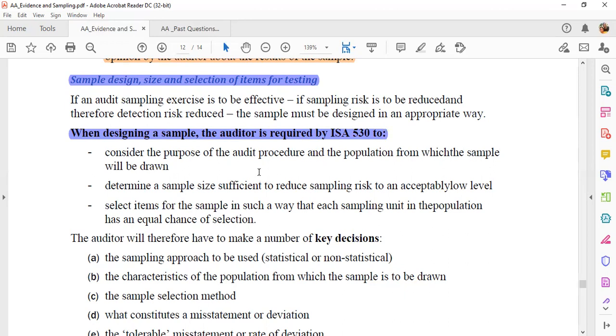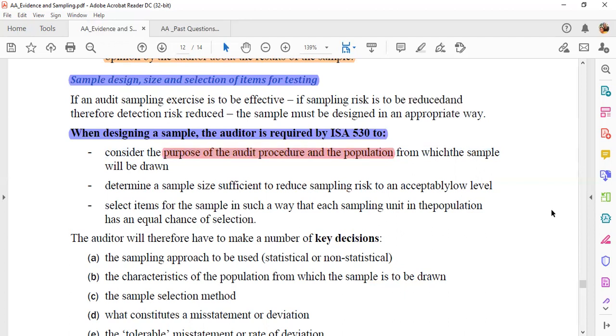Consider the purpose of the audit procedure and the population from which the item will be drawn. What is the purpose of the procedure? Why do you have to design the sample? That's one of the things. There has to be a reason for everything that we are doing.